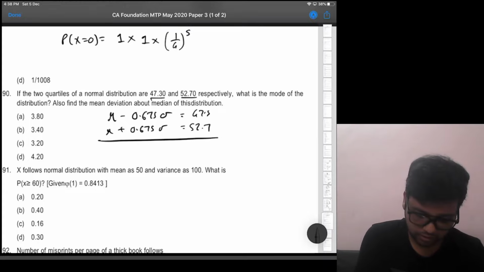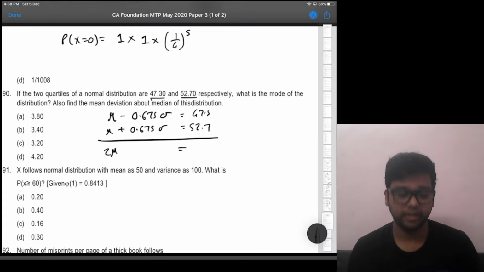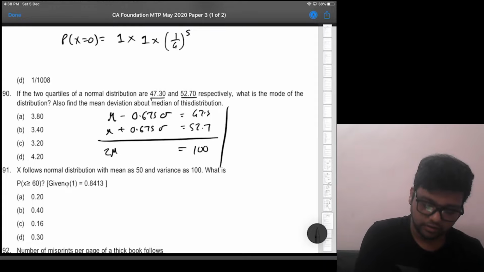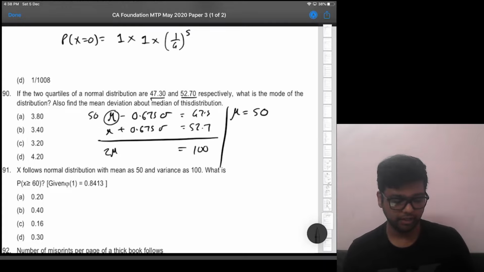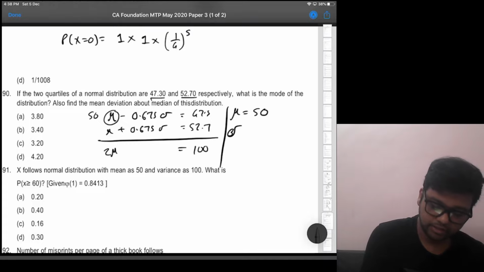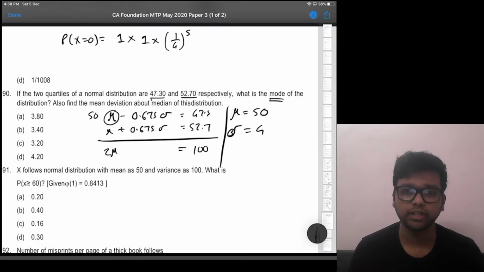Let's add it first. So 2 mu will remain, and the sigma terms cancel. 47.3 plus 52.7 is 100. That means we get mu as 50, and let's put 50 here. So 50 minus 47.3 divided by 0.675, sigma we get as 4. What is the mode? The mode will be 50 because the mode and mean are the same. That is not in the options.